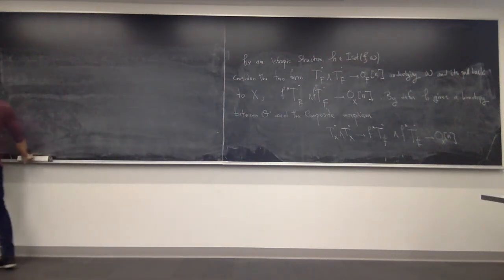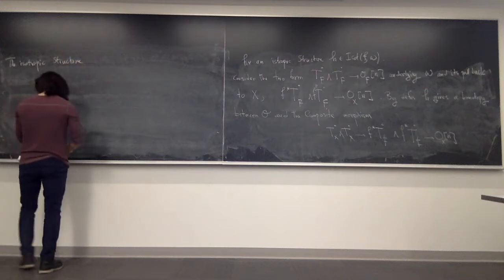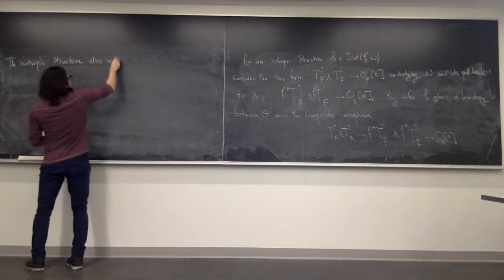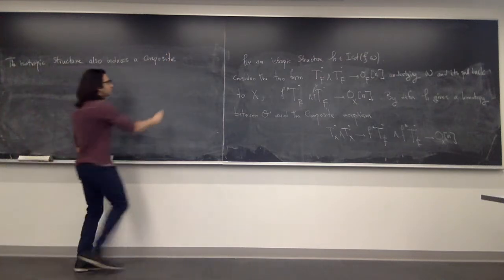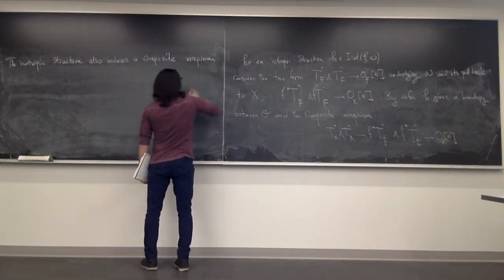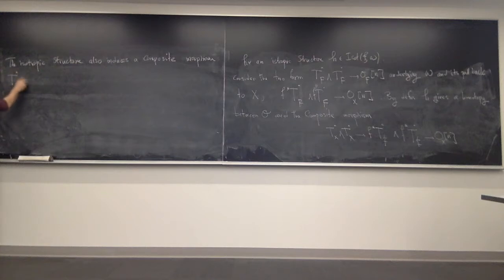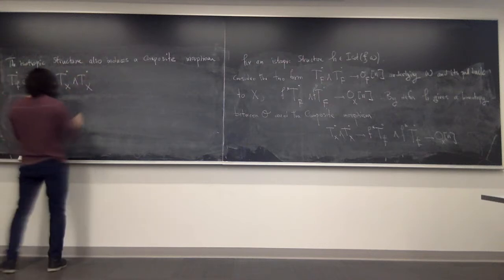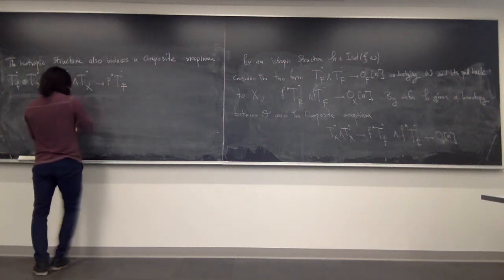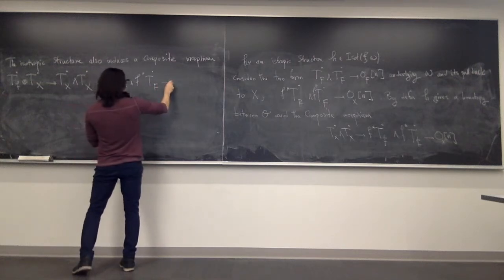And the isotropic structure also induces a composite morphism T dot of F, T dot of X, T dot of x, T dot of f, f upper star, T dot of f to OX of f.